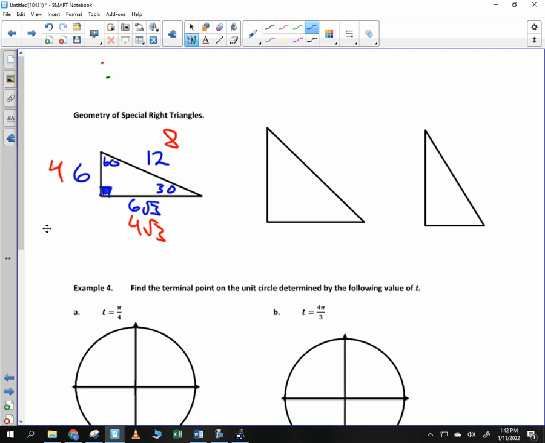Hey, let's look at another really cool triangle, okay? 45, 45, 90.